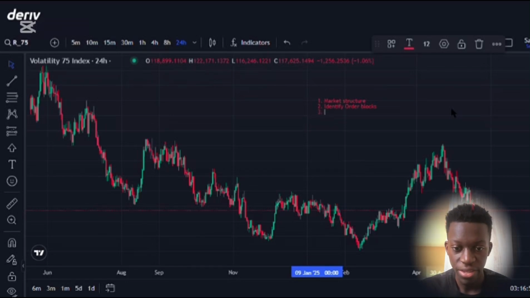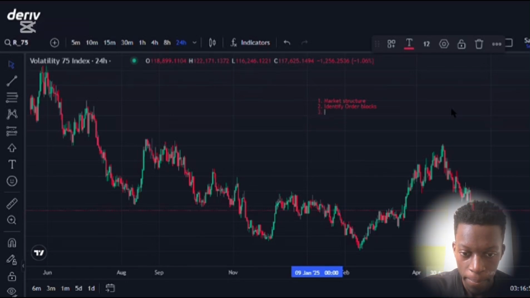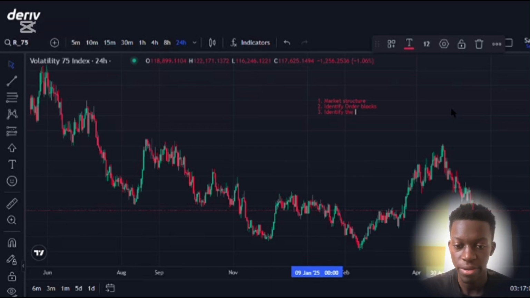Then the third thing that we'll do is, the order block comes together with the demand zones or the supply zones. After you identify the order block, you automatically have either a demand zone or a supply zone. So in our case, we'll be looking for a supply zone or a demand zone.